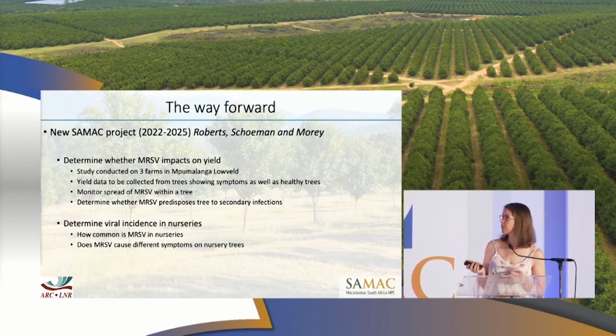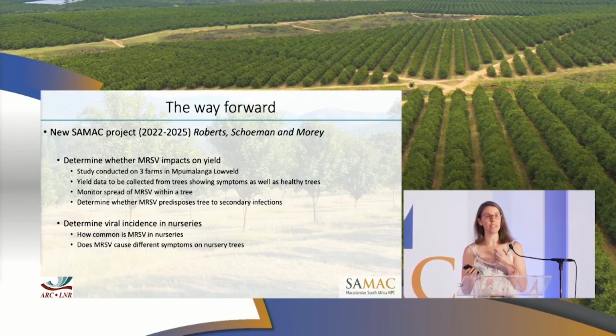We also want to determine the viral incidence in nurseries to see how common the virus actually occurs in your nursery trees. Because again, as with humans, the younger the tree, the more susceptible it will be to the virus. And we also need to determine whether or not there are other symptoms associated with this virus when we specifically look at nursery trees. Because the initial trees from which we identified the virus were nursery trees, and all of these showed different symptoms to this concentric ring spot symptom with which we now associate the virus.